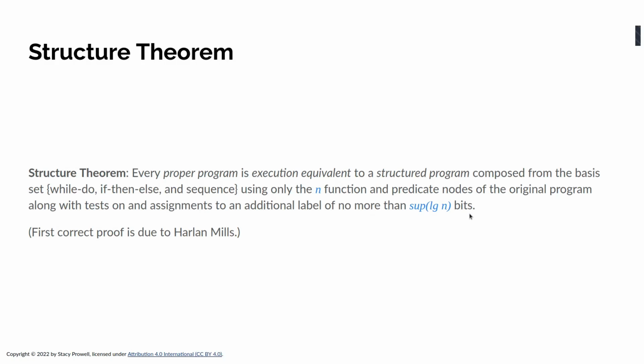There were a number of attempts to prove this early on. Those early attempts lacked the notion of a proper program, and so they're a bit flawed. Harlan Mills came along and introduced the notion of a proper program, and I believe it's correct to say he gives the first correct proof of this theorem.